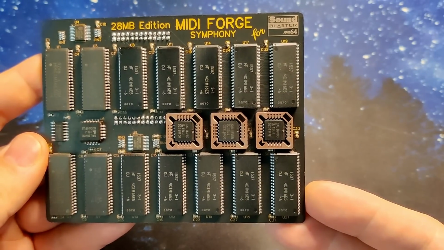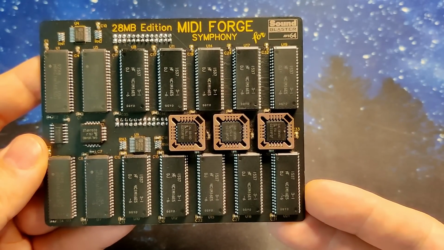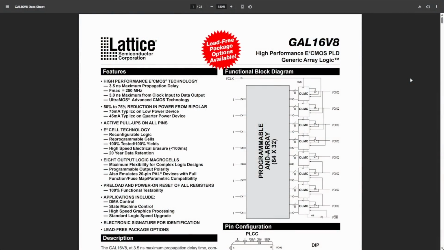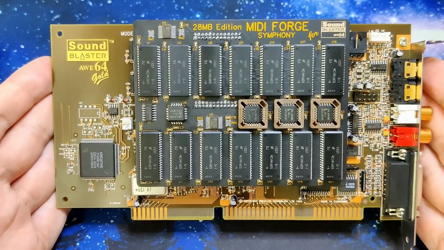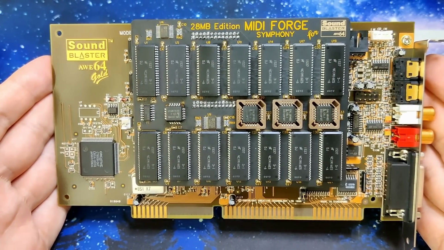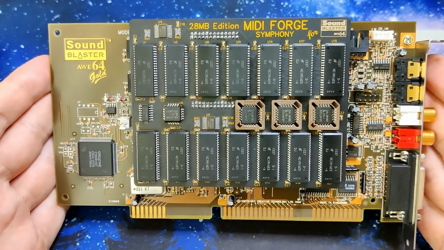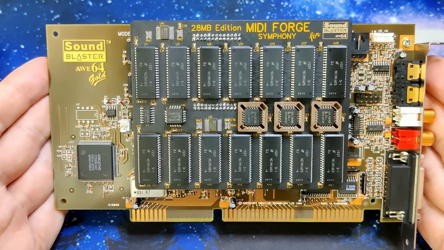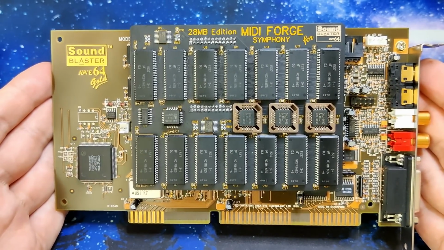And this is where all these GAL chips come in that are on the memory expansion board. The GAL chip is a generic array logic. You can program it and then it will execute the logic that you wrote. These chips are used to decode the memory addresses to know exactly which chip should be active at what time. And this is how 14 memory chips can interface with a Sound Blaster AWE64, even though it has only 16 data pins, exactly the same amount that we find on the memory chips.